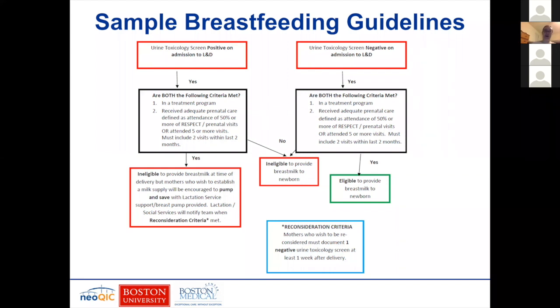We've been doing this policy now for probably 2+ years with really great success. And we do have women who are not eligible at the time of delivery. We do have some reconsideration criteria, which again doesn't come up very often. We find that the moms who are continuing to use at the time of delivery are not interested in breastfeeding their babies. And so with this, we have been able to support breastfeeding in the majority of our mothers who really are committed to doing it.